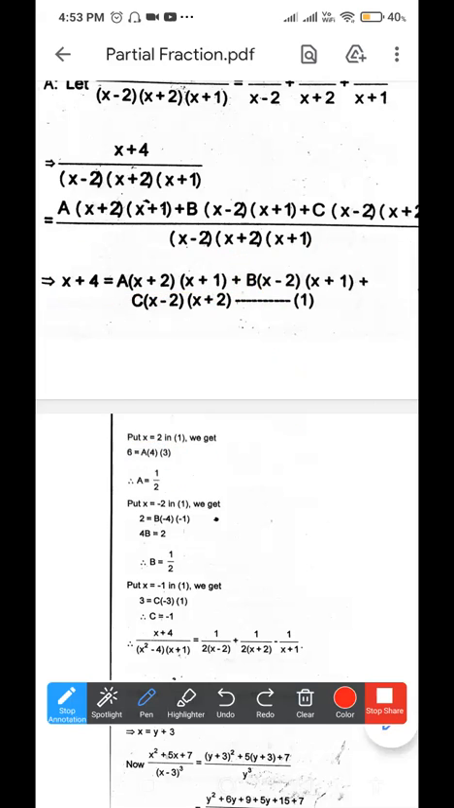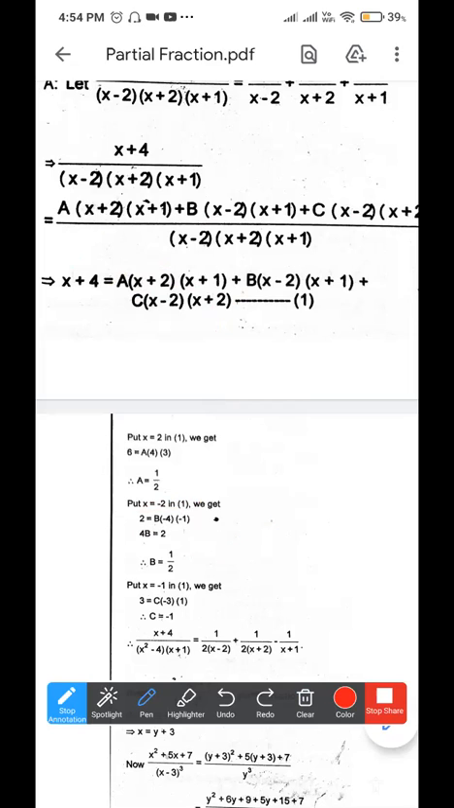Clear? Now we are substituting x = -2. If you substitute x = -2, this part will become 0, and this part will also become 0, because the (x + 2) becomes 0. What will be left? This part and this part. So we'll get 2 = B into (-4) into (-1). Finally, B will be equal to 1/2.